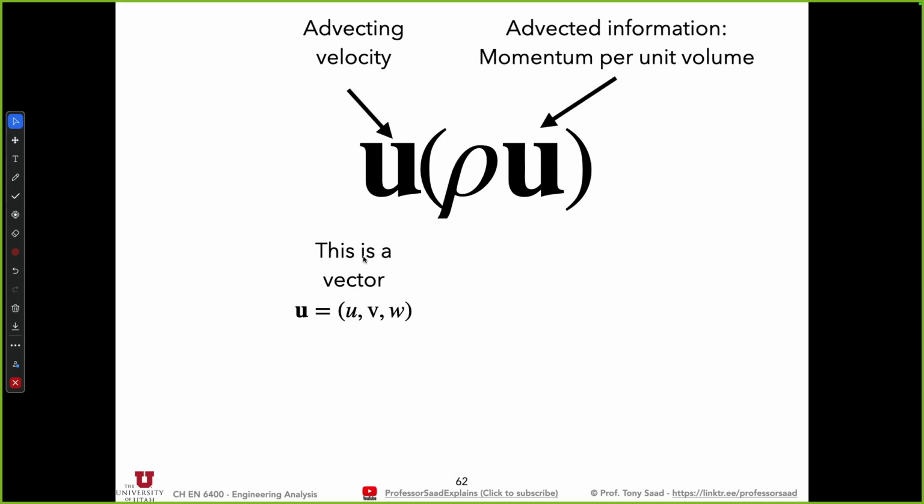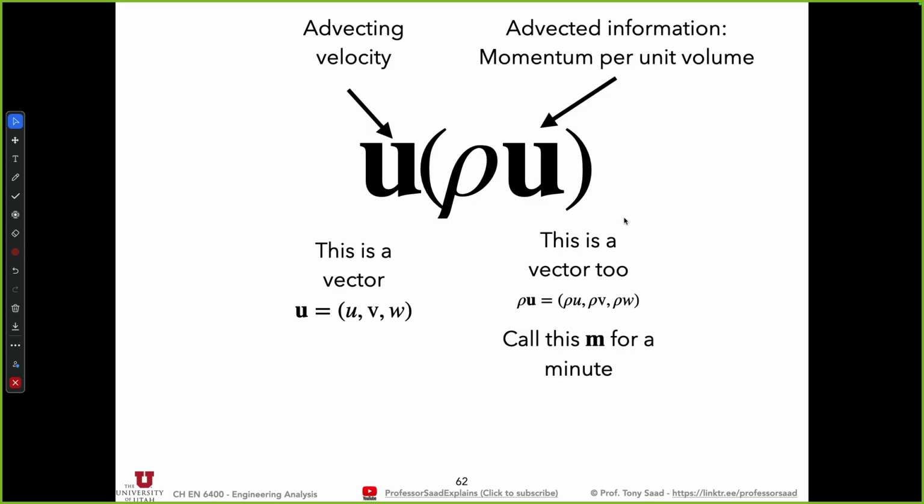Now, there's a problem here because u is a vector, u, v, w, and so is rho u. This is rho u, rho v, and rho w. So it's a vector multiplied by a vector. We don't know what that multiplication means. So for a moment, I'm going to call this m for momentum, lowercase m. That's why I chose to use capital M earlier, just because of this stupid slide here. So I chose mass as capital M because I want to use lowercase m for momentum per unit volume. So I'm going to call this m for a minute to distinguish u and u.